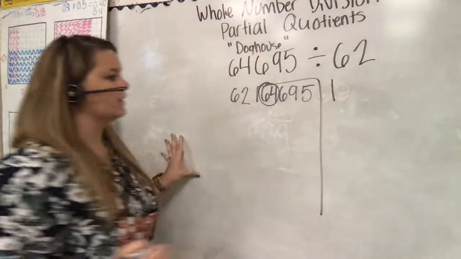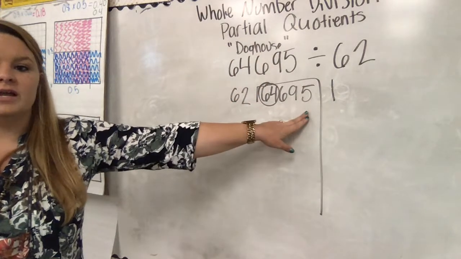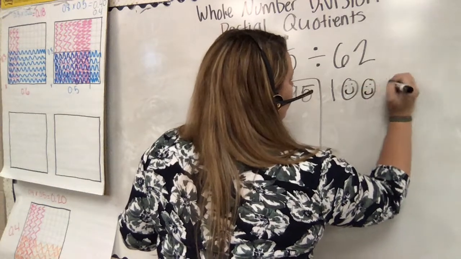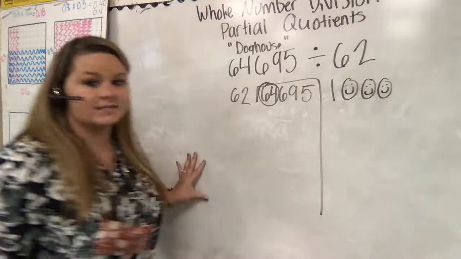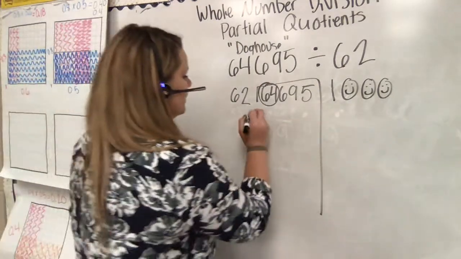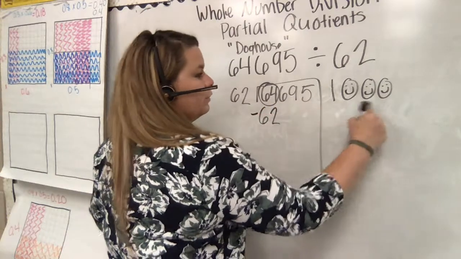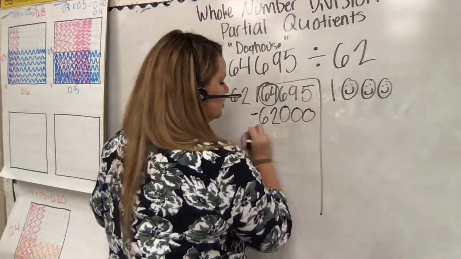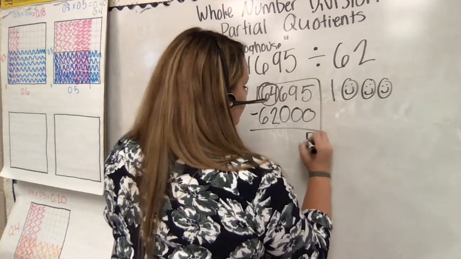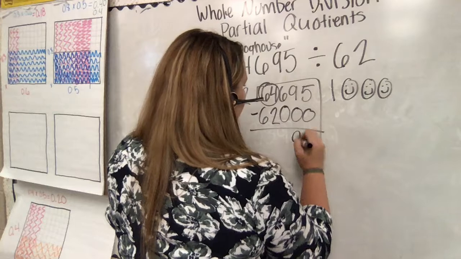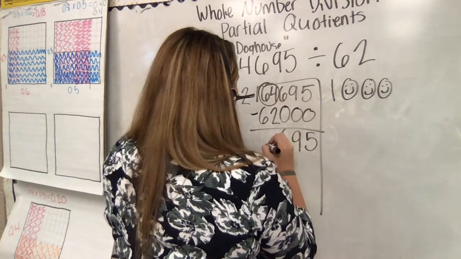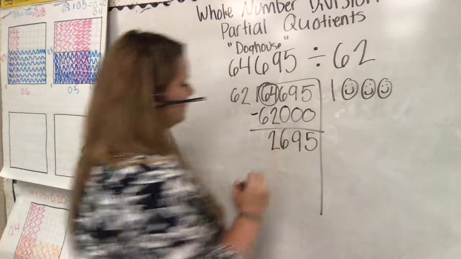So I'm going to put my 1 here with 3 smiley faces to hold my place, just like this. So now I'm going to multiply. 62 times 1 is 62 with 3 smiley faces to hold my place, just like this. And then I'm going to subtract. 5 minus 0 is 5. 9 minus 0 is 9. 6 minus 0 is 6. 64 minus 62 is 2.